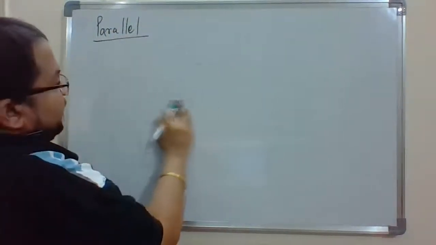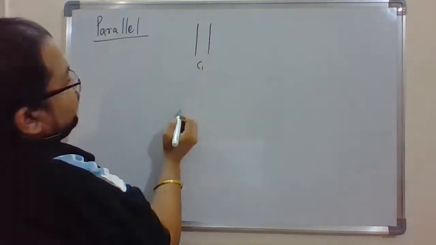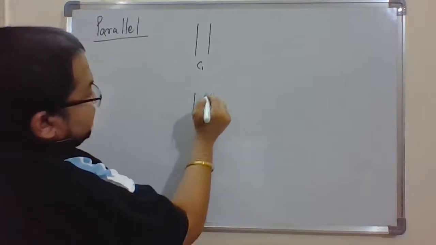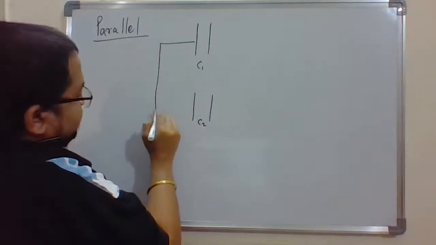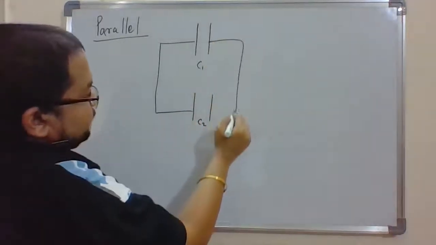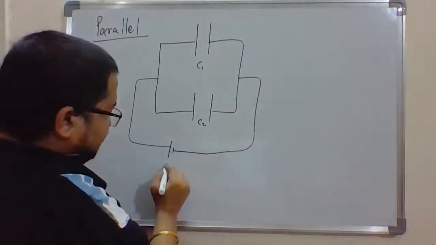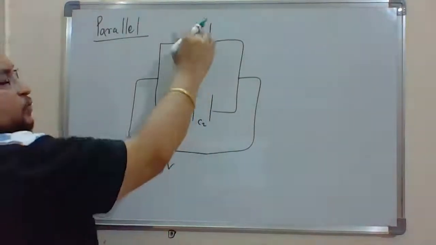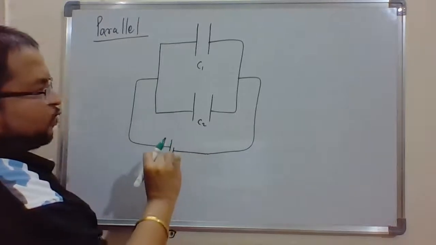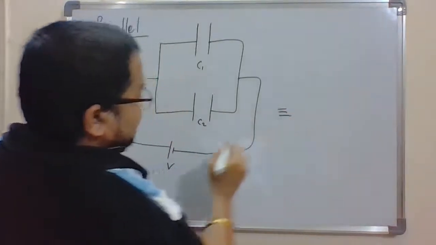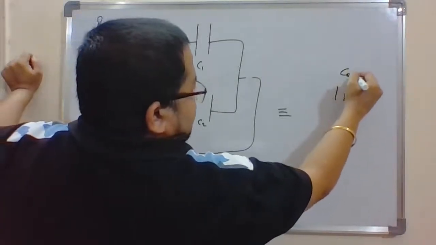Capacitors in parallel. Suppose this is capacitor C1 and I have another capacitor C2, and I have connected both of them across a cell of potential difference V. We know that the moment a capacitor is created, its capacitance is fixed. Now I want to find out the equivalent capacitance. Equivalent capacitance would be if I remove these two and just put one capacitor, C equivalent.